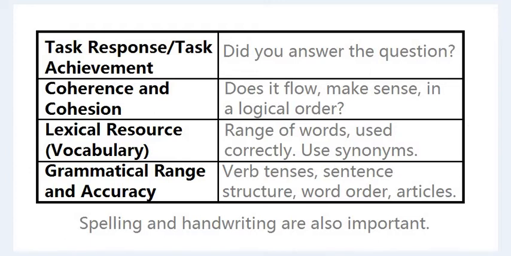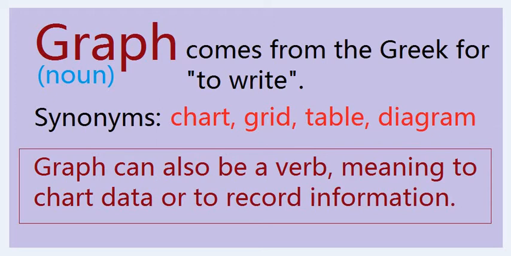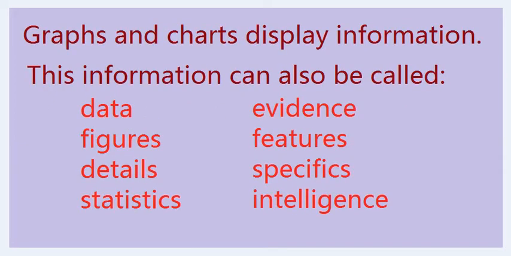Today we're going to look at an IELTS Academic Task 1 example. The Academic Task 1 involves you writing about a picture, which is often a graph. Graphs can also be called charts or grids, perhaps tables or diagrams, and the word graph can also be a verb. These graphs and charts display information. Useful synonyms for information include data, figures, details, statistics, evidence, features, specifics, or intelligence.